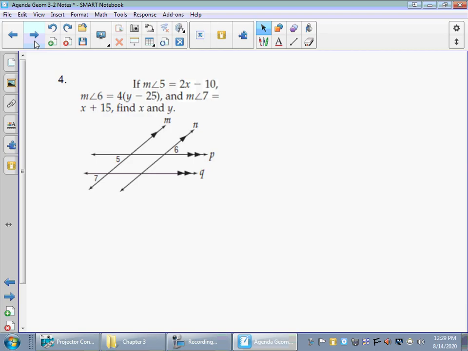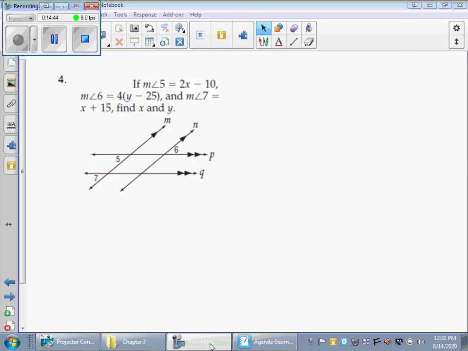We're going to have a problem, a bunch of different angles here. They give you the measure of angle 5 being 2x minus 10. Measure of angle 6 is 4 times y minus 25. And 7 is x plus 15. They want you to find x and y. So you can go ahead and write them in this diagram and check that out. Okay?